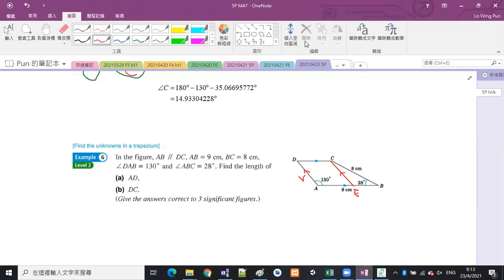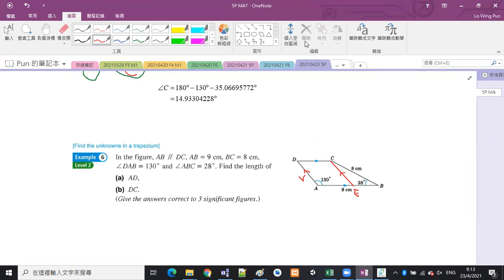Because CE is constructed to be parallel with DA, so this 130 degrees can be shifted to this one. Can you see that this angle is also equal to 130 degrees? Yes. Okay, so that should be the corresponding angles of parallel lines. Okay, so now we have 130 degrees. Let us write this down first.